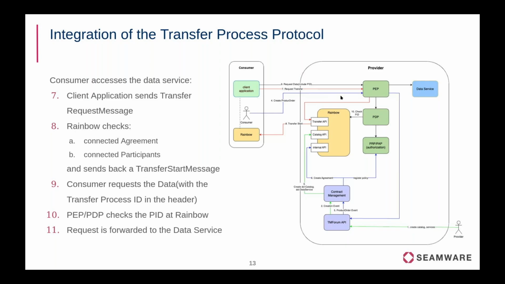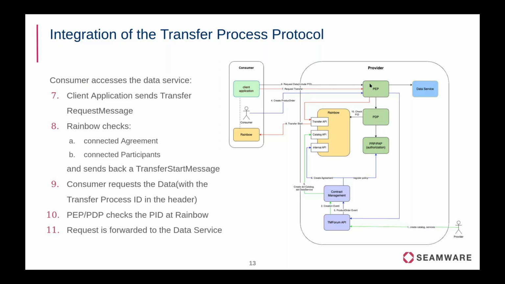In step 9, the consumer can now request the actual data. Through this transfer start message, it received a process ID from the provider. This message contains an ID that belongs to our current transfer process, and this transfer process ID should be used by the consumer as a header in the request. So we put in a so-called transfer process ID header, and this request will then be sent by the consumer to the provider through the PEP.